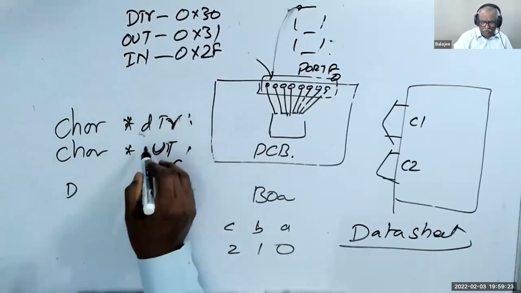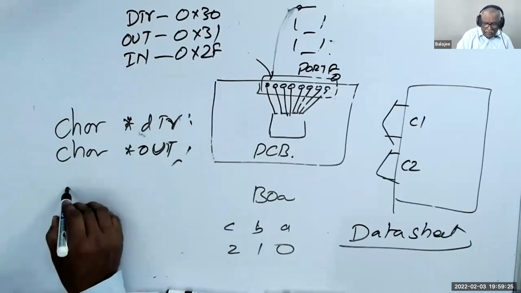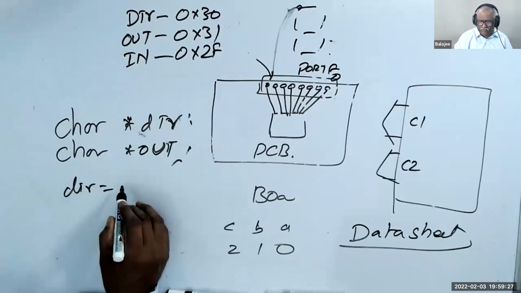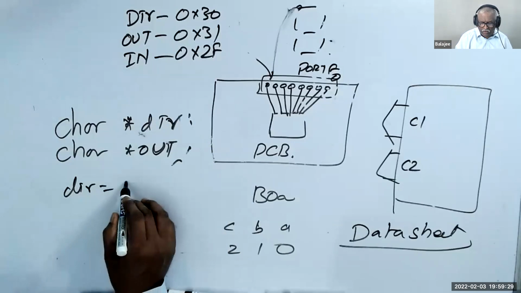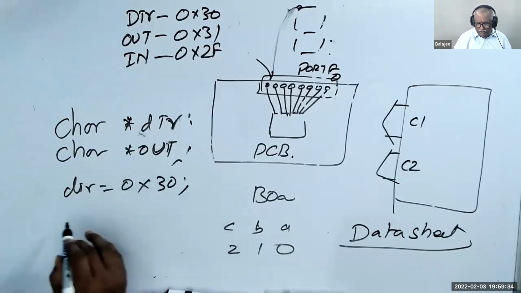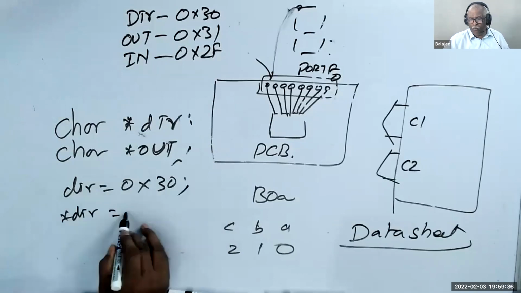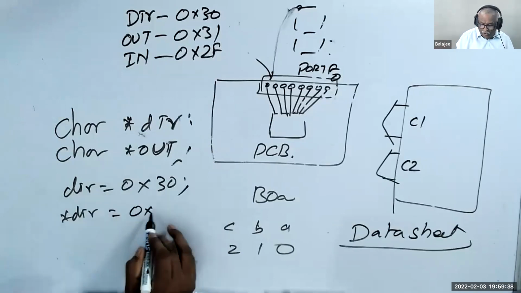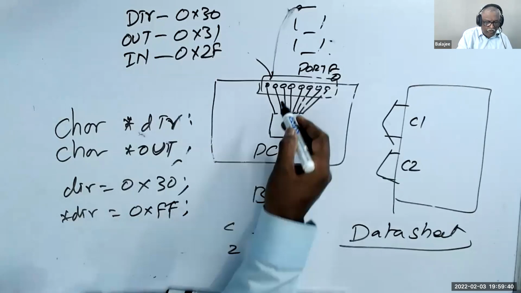Dir, out. Now I say star dir is equal to 0xFF. That means I make every pin of the port an output pin. So I have configured it now. That's why I write it in the setup.